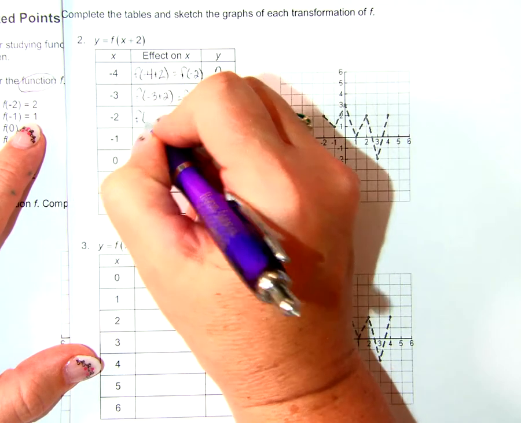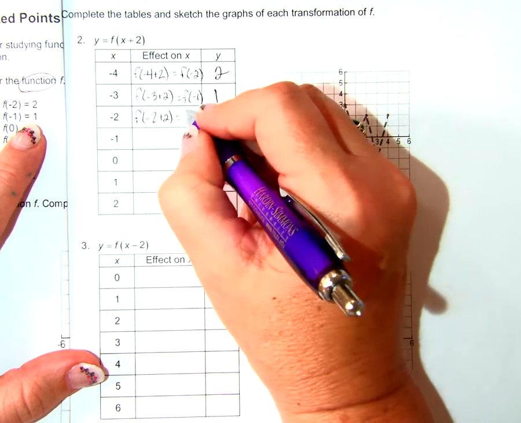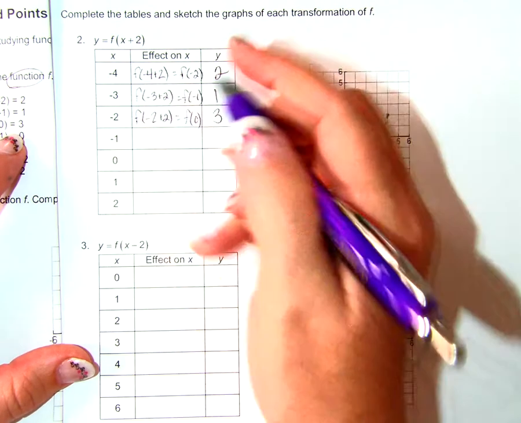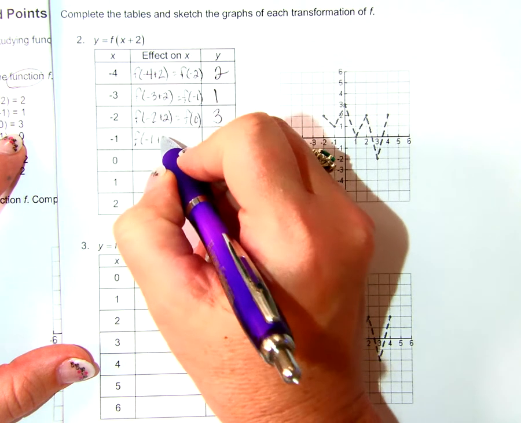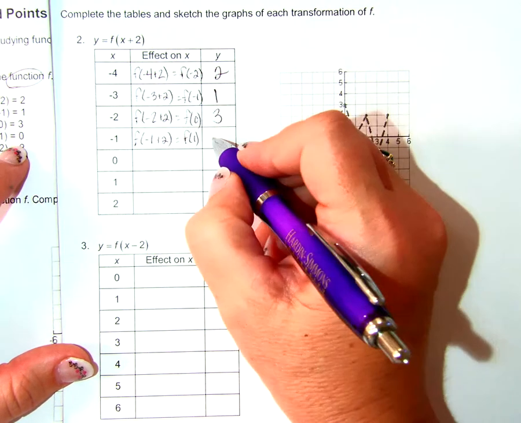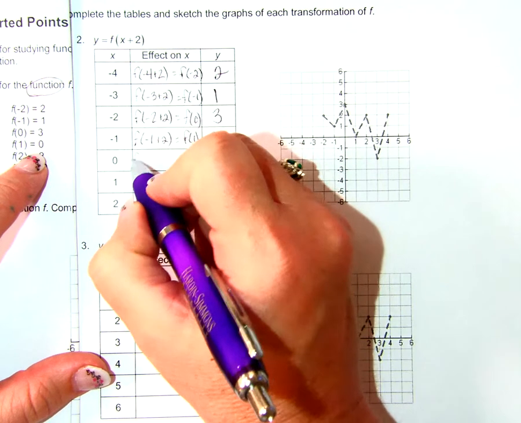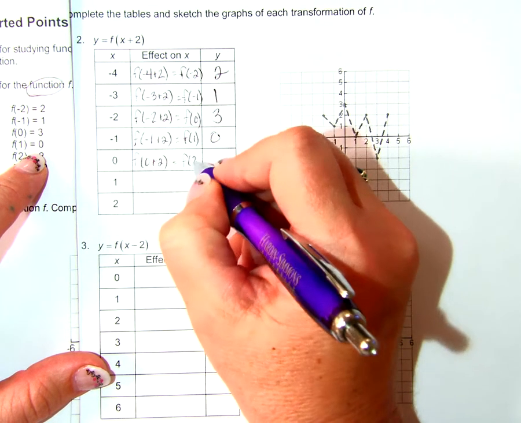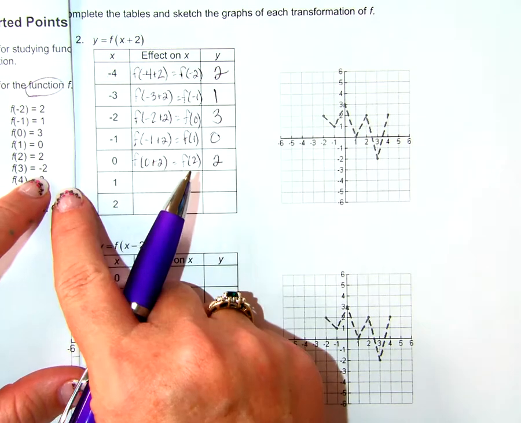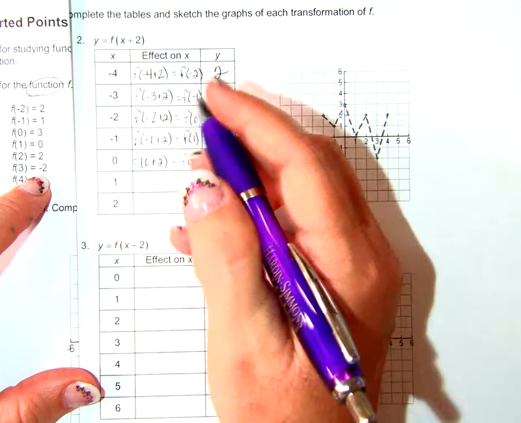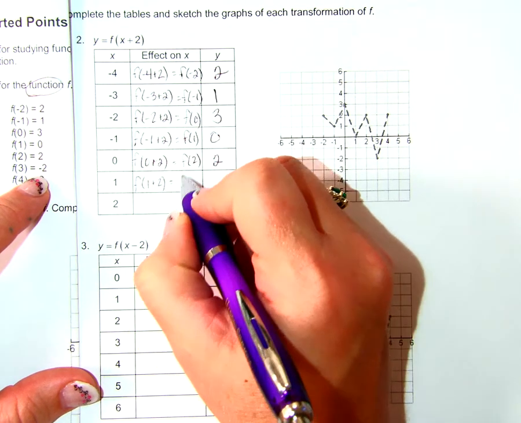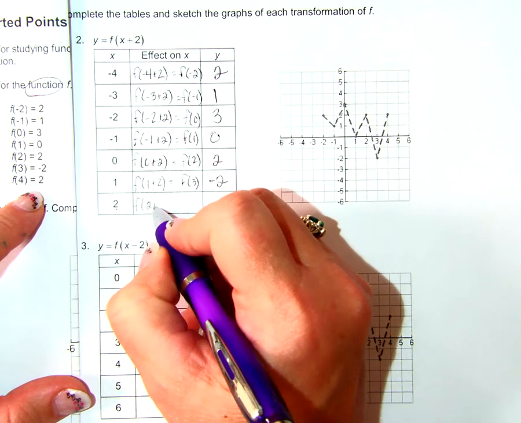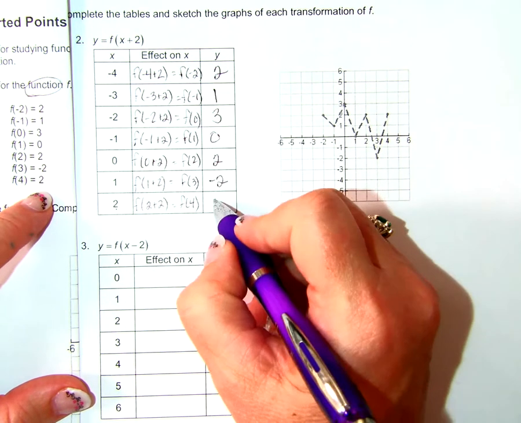f of -2 plus 2 equals, that's f of 0. And according to the information I was already given, f of 0 is 3. Okay? When our x value is -1, anywhere there's an x, I put in a -1. So -1 plus 2, that is f of 1. And I know f of 1 is 0. Now x value is 0, so I need to say f of 0 plus 2. That's f of 2. And I know f of 2 is 2. So anywhere there's an x, I'm putting in this value right here. So f of 1 plus 2, that is f of 3. And I know f of 3 is -2. Last but not least, f of 2 plus 2 is f of 4. And I know f of 4 is 2.